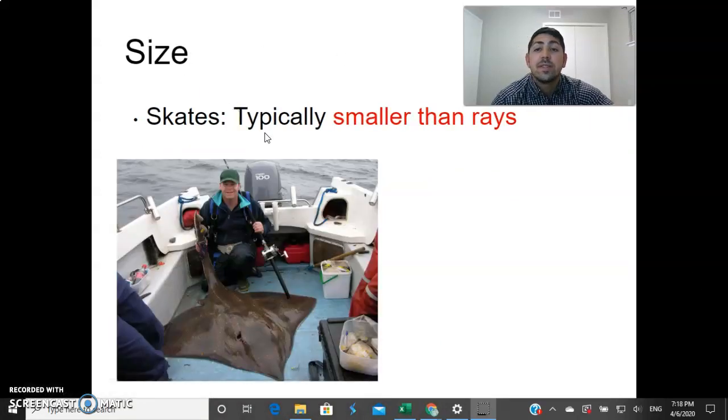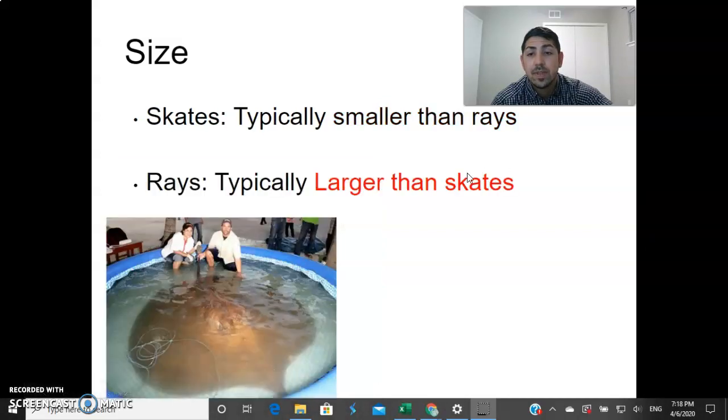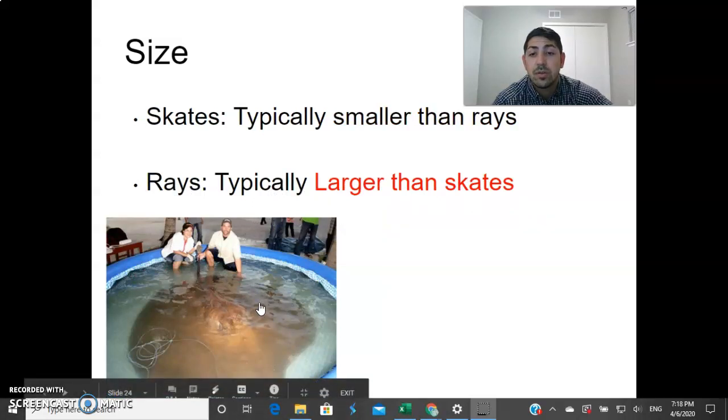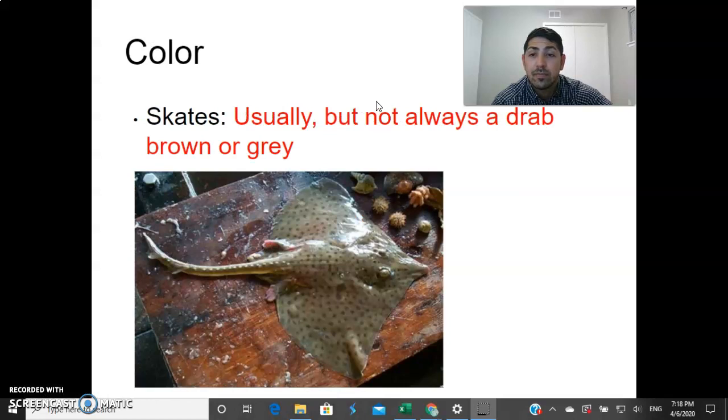In terms of size, skates are typically smaller than rays. This is going to be a large example of a skate. And rays are typically larger than skates. Here you can see this freshwater ray that's been put into a pool so they can measure and see how large it is.